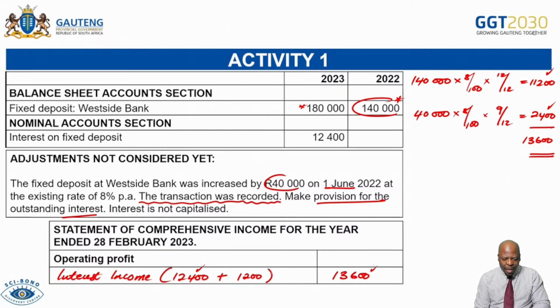That gives me the interest that is outstanding, the 1,200 accrued income that should go to your statement of financial position under your current assets, receivables. Okay, can I go on to the next one? Then the next one, we're coming here now.